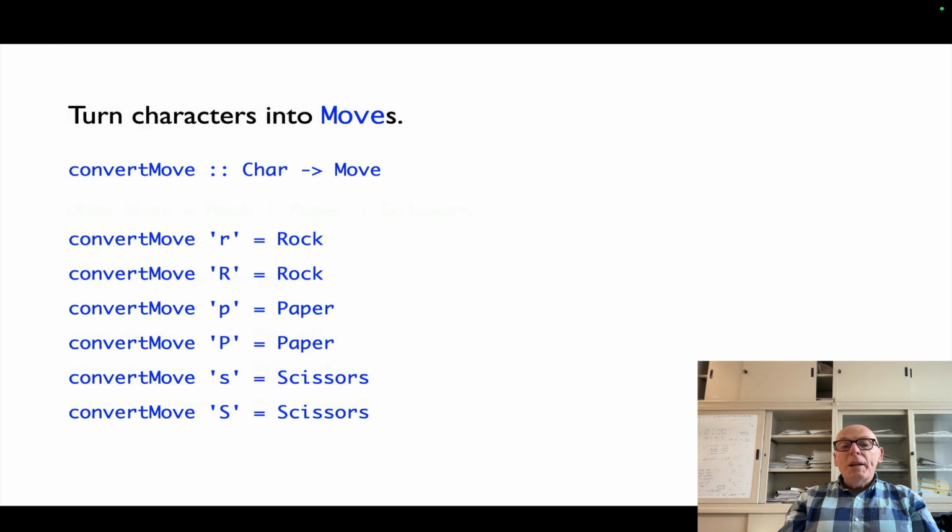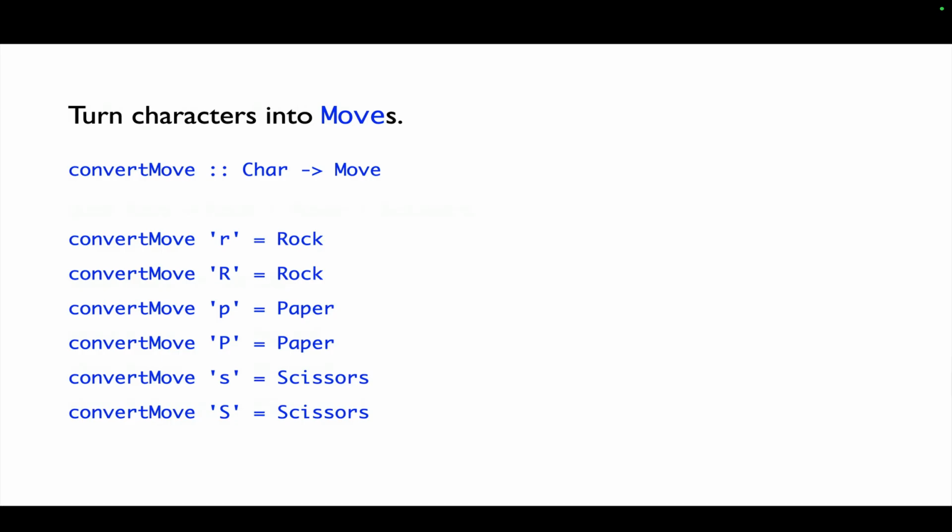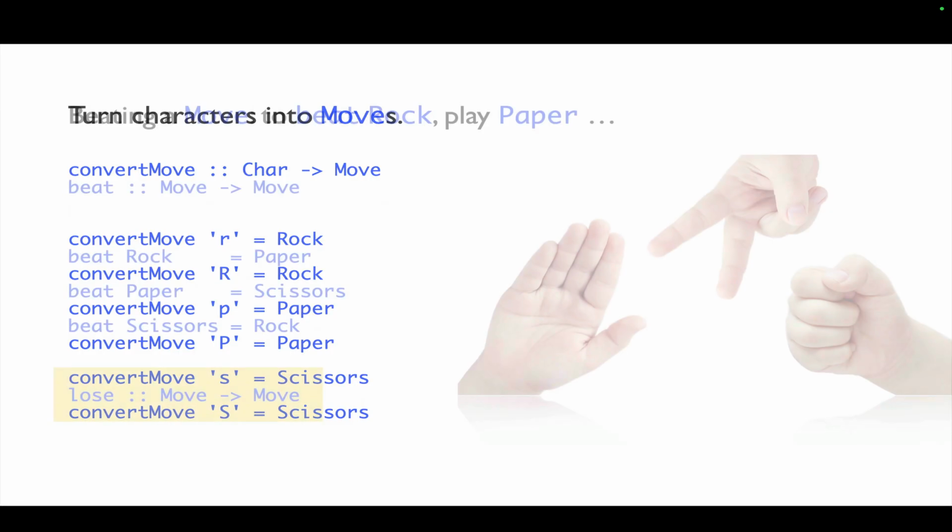We want some mechanism for turning a choice of a character into a move, and here I've written a function which converts the characters R, whether small or capital, to rock, P, whether small or capital, to paper, and S to scissors. So we'll use that later on when we start processing input interactively.